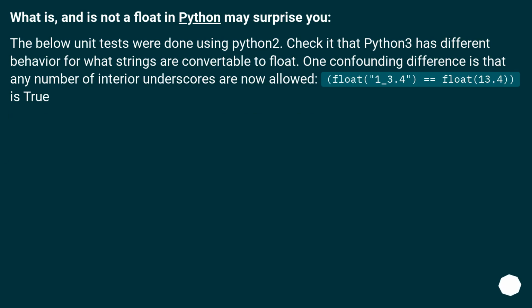What is and is not a float in Python may surprise you. The below unit tests were done using Python 2. Check if Python 3 has different behavior for what strings are convertible to float. One confounding difference is that any number of interior underscores are now allowed. float("1_3.4") == float("13.4") is true.